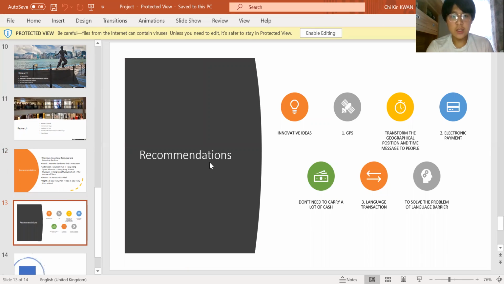And I think there are three information technologies to enhance tourist experience, which are GPS, electronic payment, and language translation. Firstly, the GPS. It can transmit the geographical position and time message to the receiver. Nowadays, GPS solves many problems. People don't know the exact position of a place, the traveling distance, or the time to a place. But if we have a GPS, it can easily solve the problems.